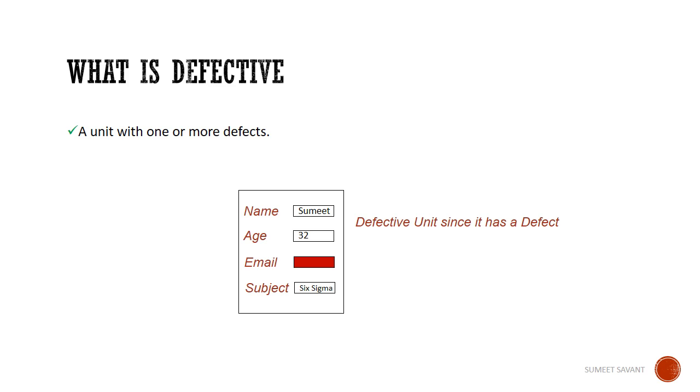What is defective? A defective is a unit with one or more defects. In the online request form, which we have seen in the previous slides, the customer needed the applicant to fill all the 4 fields to ensure the quality of the unit. That is the submitted request form. Since the email field was not filled, we can say that the unit, that is a form, is defective.